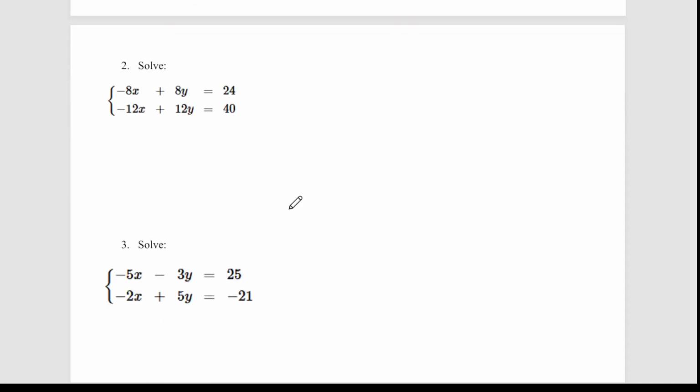Go ahead and pause your video and see if you can do these next two yourself. My hint for number 2 is you're probably going to want to multiply both equations by something in order to make sure something eliminates.